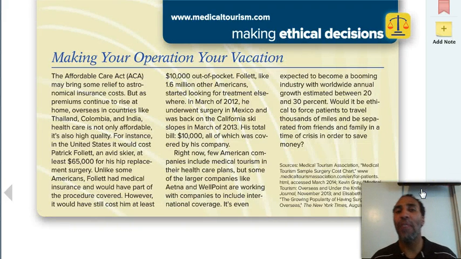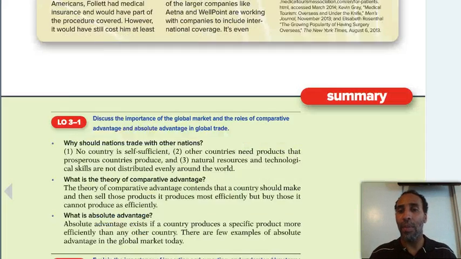Making your operation your vacation. This one's interesting, I want you to read it on your own, but it talks about people going to another country to have an operation because it's much cheaper there. So it might be individuals that couldn't cut it in the United States, but it could be individuals that just got their medical degree in a different country and have chosen to stay there. But I'm not saying if something's wrong with you to necessarily go there.